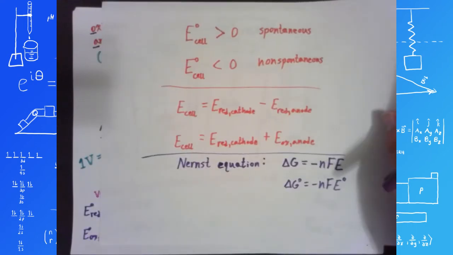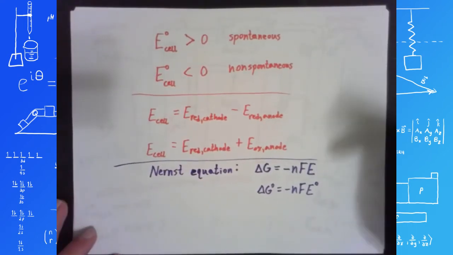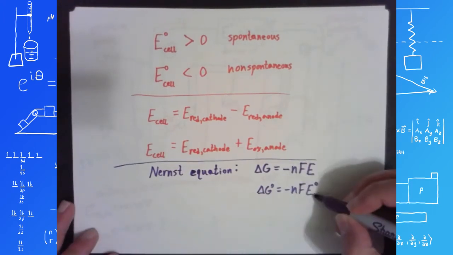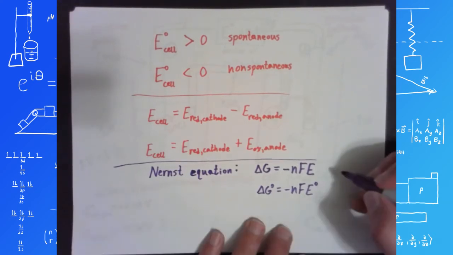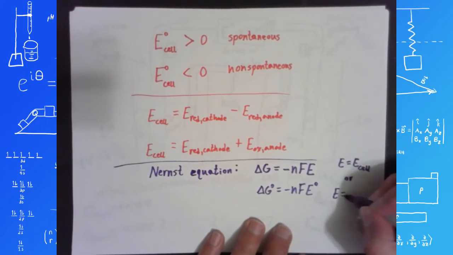So you don't necessarily have to make a voltaic cell in order to have an E value, which is why we don't call it E cell in this equation. It could just be E reaction. E could be E cell, or it could just be E of the reaction.